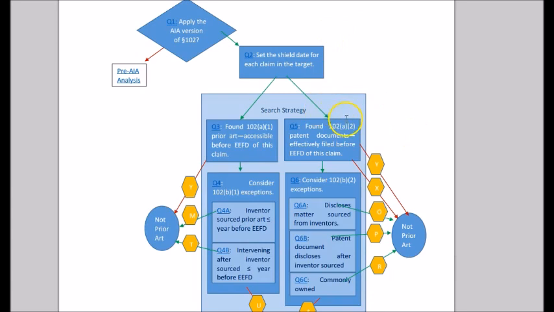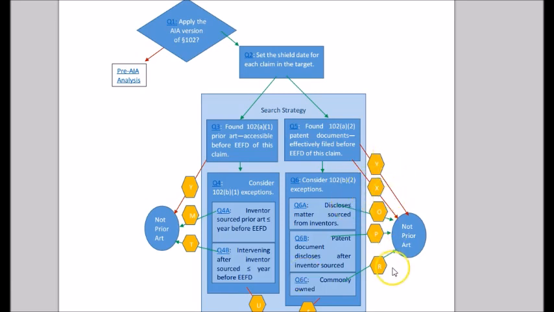And then of course on this side it found 102(a)(2) AIA art, which is patent documents effectively filed before the earliest effective filing date of this claim. Once you find one of those, you look at the 3 exceptions. Disclosure matters sourced from inventors, patent document discloses after inventor source, or commonly owned. And of course, commonly owned questions. You go back to the flow chart above we saw.